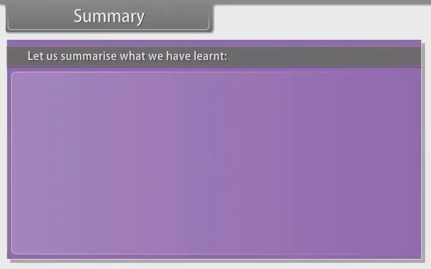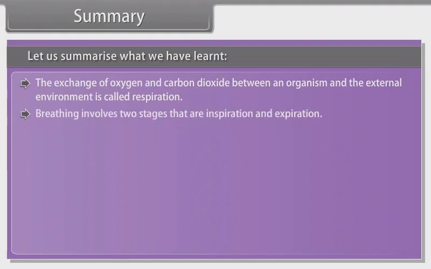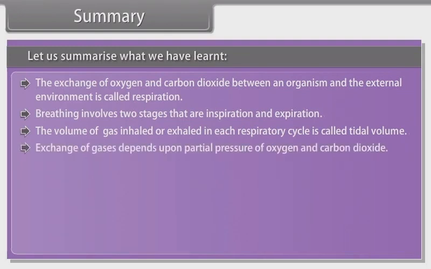Summary. Let's summarize what we have learnt. The exchange of oxygen and carbon dioxide between an organism and the external environment is called respiration. Breathing involves two stages that are inspiration and expiration. The volume of gas inhaled or exhaled in each respiratory cycle is called the tidal volume. Exchange of gases depends upon partial pressure of oxygen and carbon dioxide.